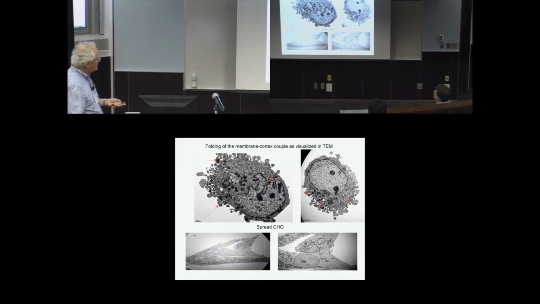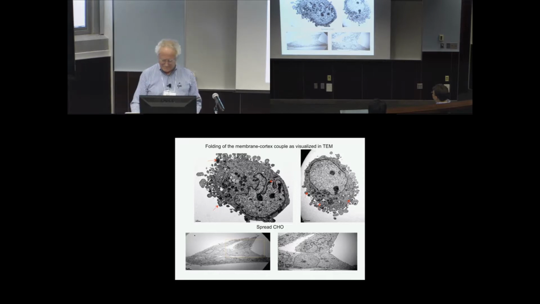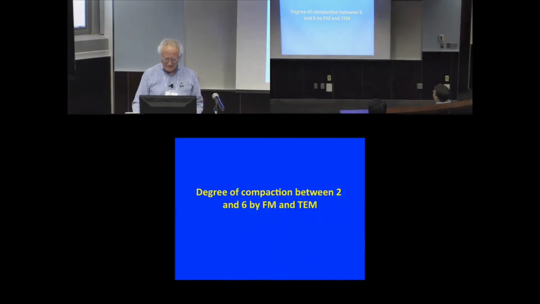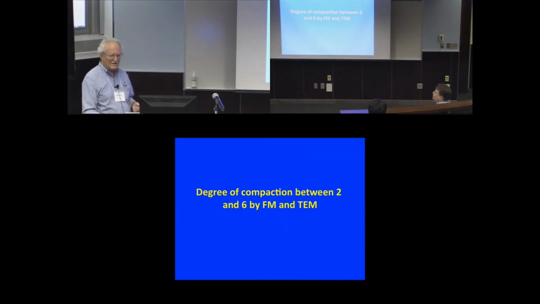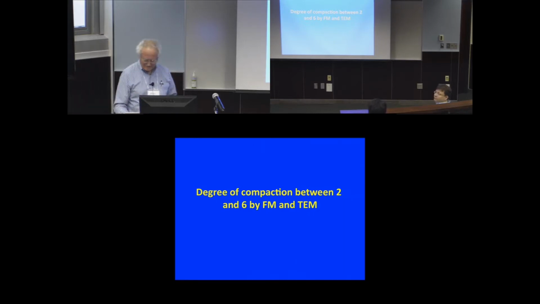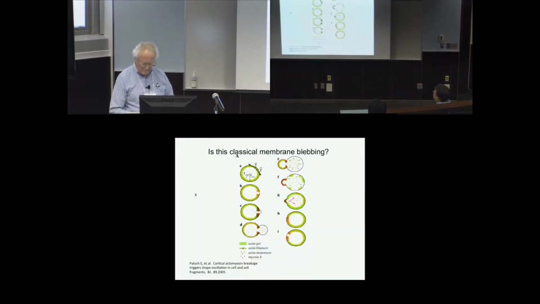And if you took a control cell, like a CHO cell here, that's spread on the substrate, there's no such evidence of that kind of folding. Now, we attempted to estimate carefully the degree of compaction of the folded membrane cortex, and it varies between 2 and 6 fold. That's in agreement with both the TEM and the fluorescence microscopy. So a question comes up.